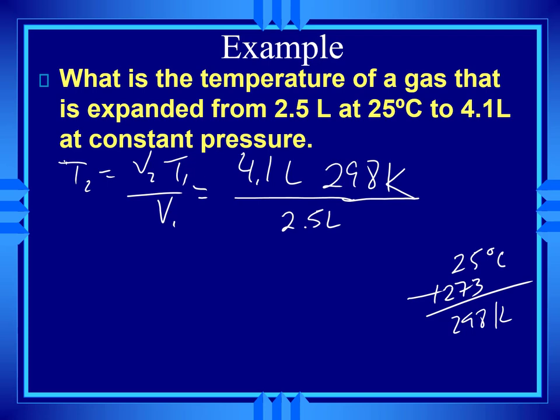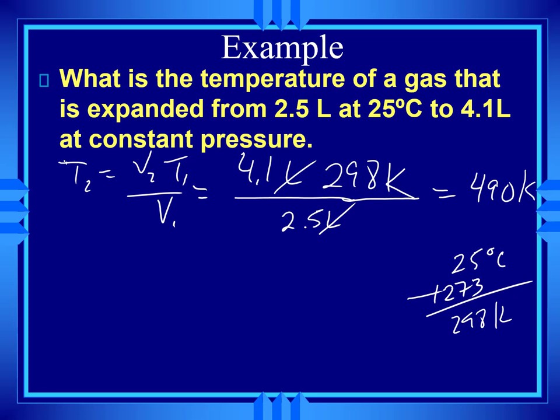So 4.1 liters times 298 Kelvin divided by 2.5 equals 490. Two sig figs in the 4.1, the 2.5, and the 298. And my liters cancel out, so the only unit I'm left with is Kelvin.